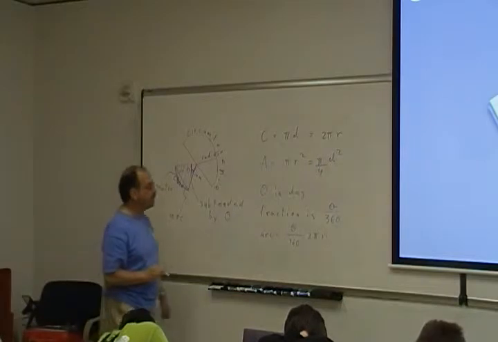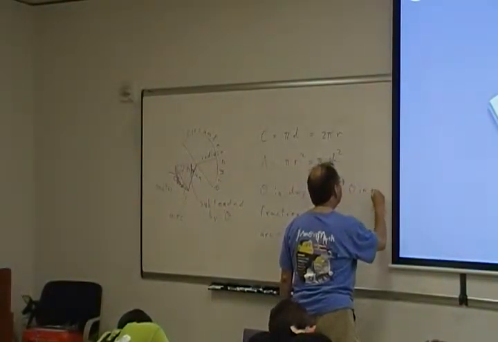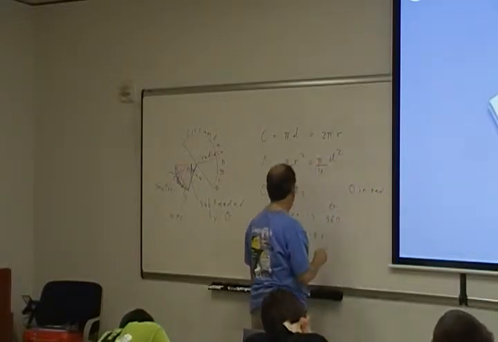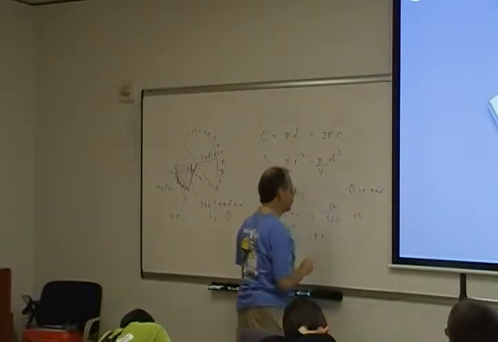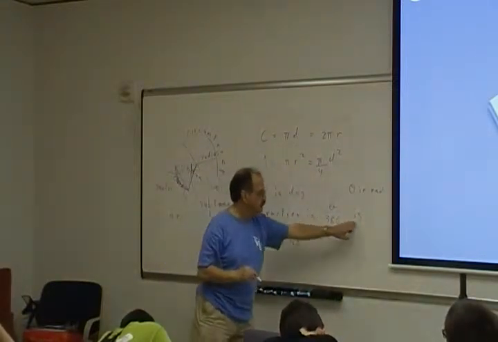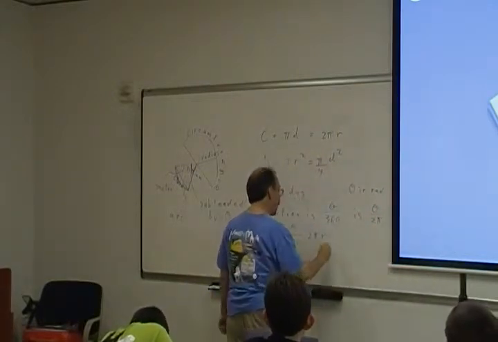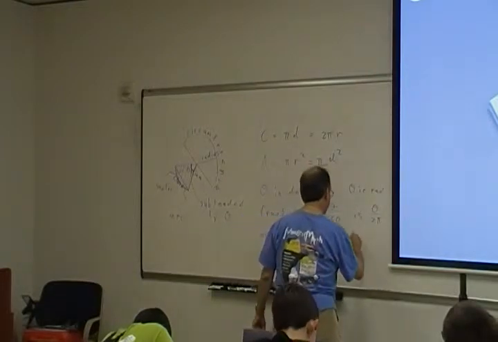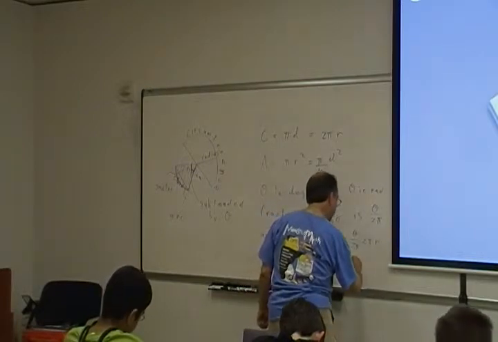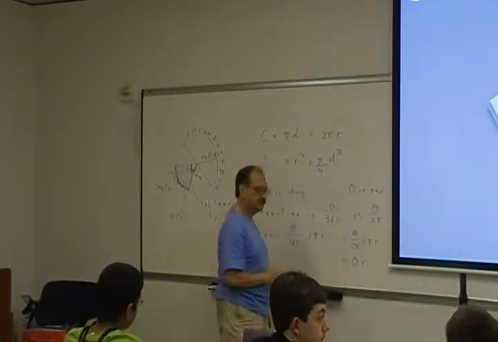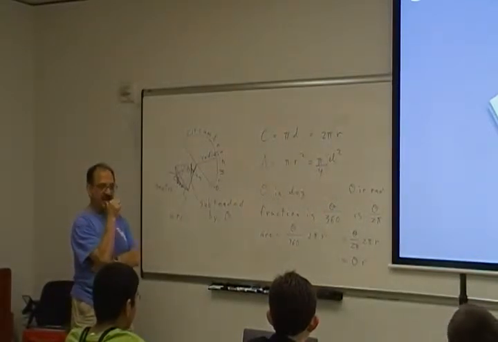Okay? Now, if we do theta in radians, okay, then the fraction is, what's the fraction now? Theta over 2 pi. What is that? And the arc then becomes theta over 2 pi times 2 pi r, which is just theta times r. Because 2 pi cancels out, so you just have theta r.